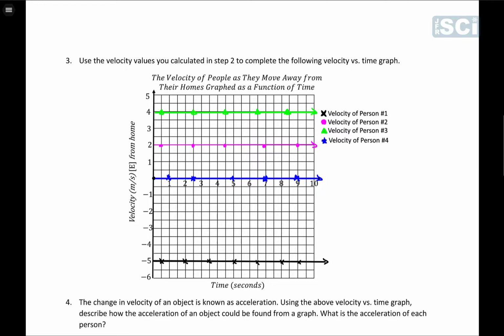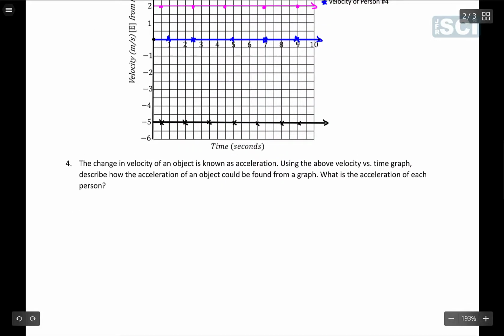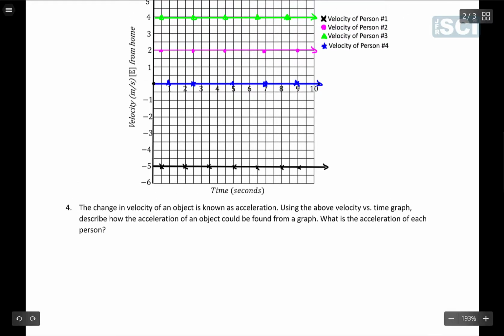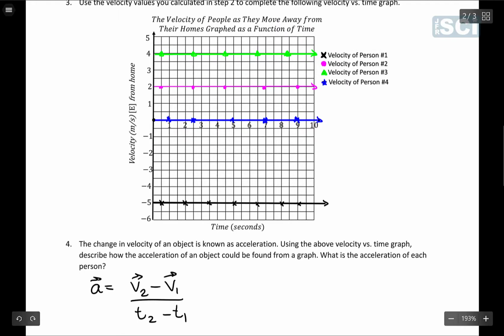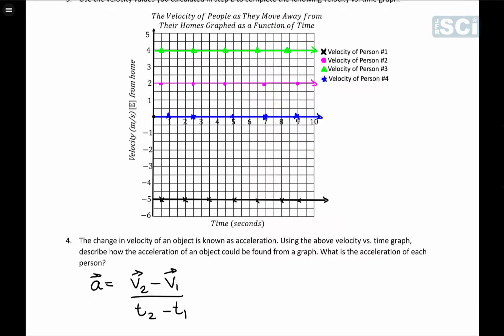Okay, so we now have the ability to determine the acceleration of each of these people. Now, acceleration, if we remember, is a change in velocity with respect to time. So if I'm looking at that, it would just simply be this equation here. Well, the change here is not going to be anything because the slopes of each of these lines is 0. And we can demonstrate that.